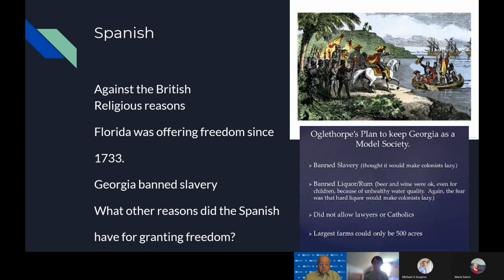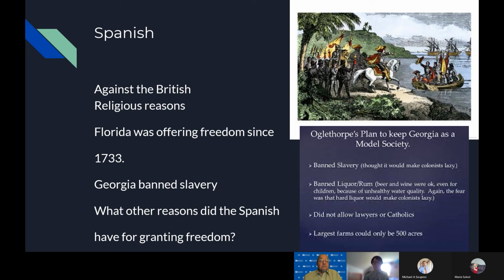Then the book also details further the Spanish. They, I guess, had a larger rivalry with the British than the French. They were against the British for religious reasons. They were also over here in America. They had Florida, what is now Florida. So France wasn't really over here. They didn't have a large part in the battle.